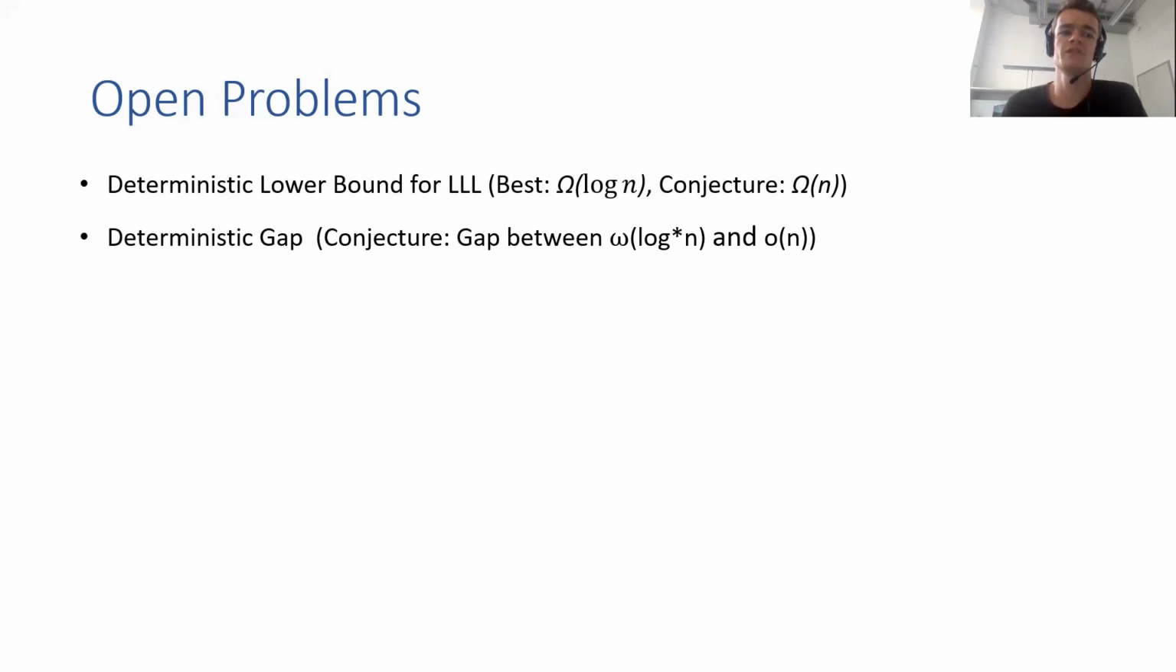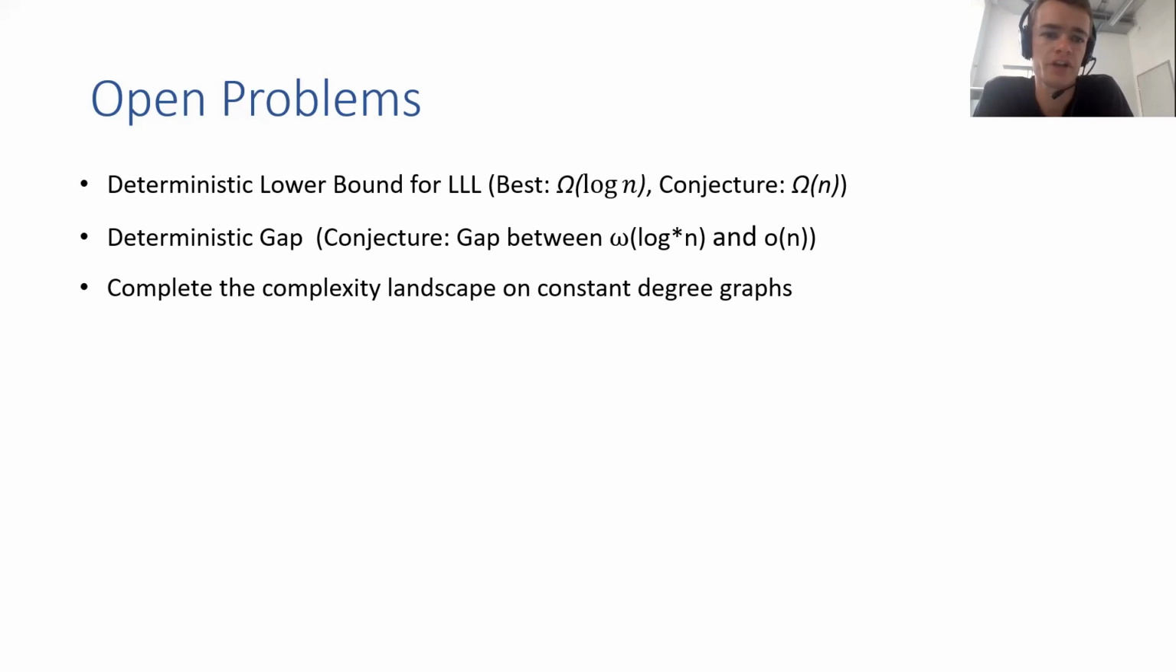An even more general question is whether there exists a stronger deterministic gap result. In particular, we conjecture that there's a gap between omega of log star of n and little o of n. And if we could show this deterministic gap result, then this would directly imply a deterministic lower bound for LLL of omega of n.